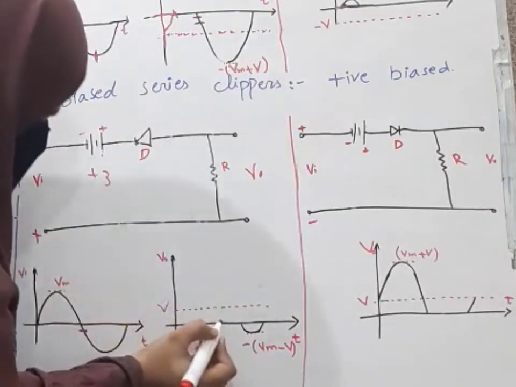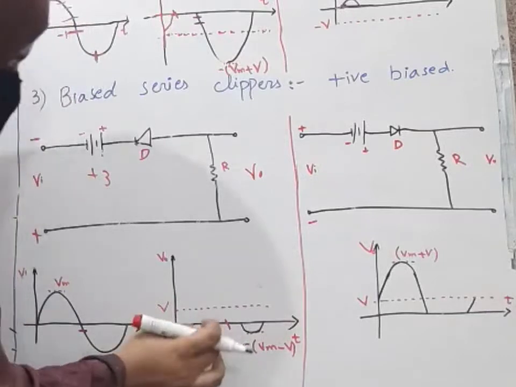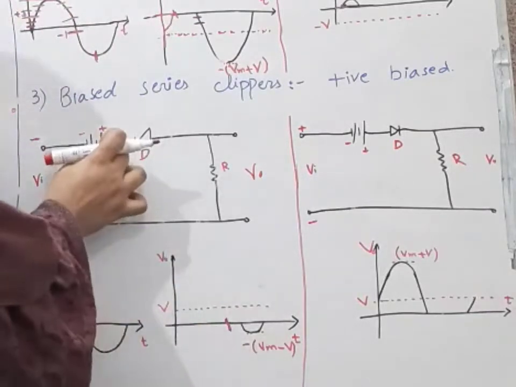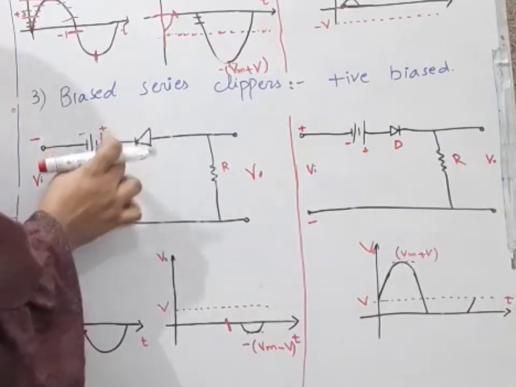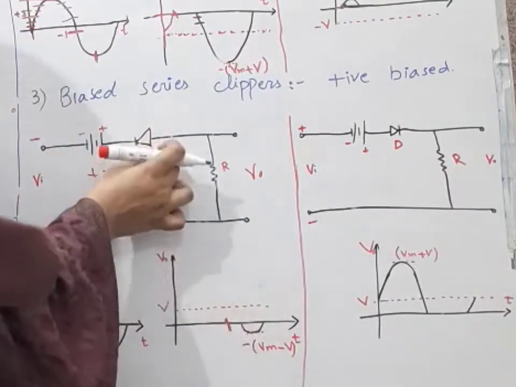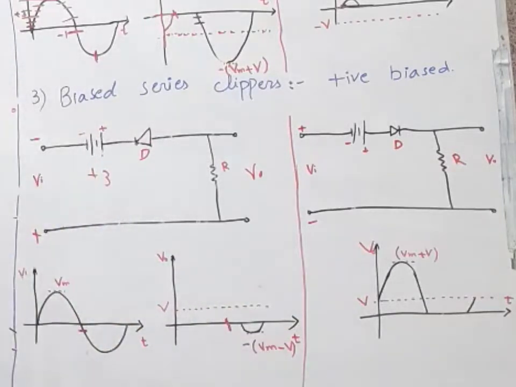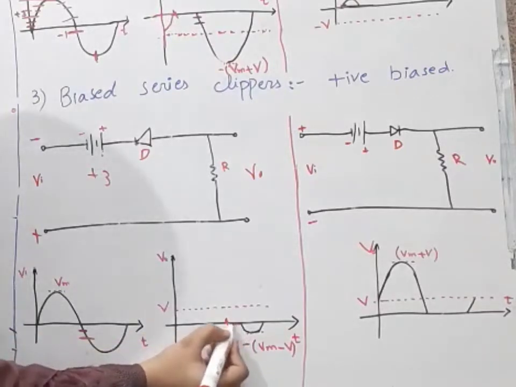So this is for the positive half cycle, and the negative half cycle starts here. This battery tries to make it reverse biased. So that's why it will act as an open circuit and we will get nothing. And for the -3 potential, let us consider -3 is there, and our battery is at +3, so we will get 0. So that's why we get 0 here.